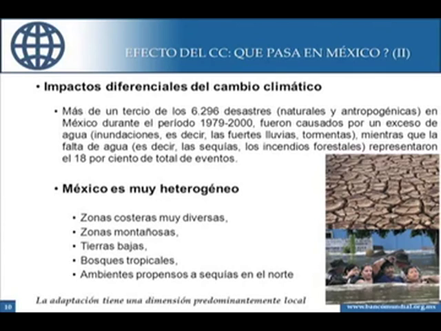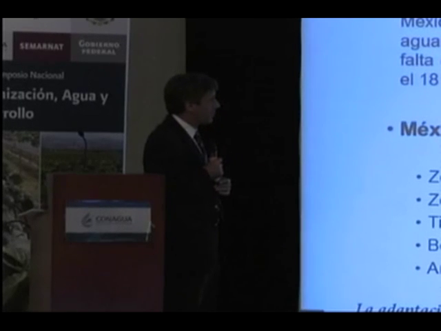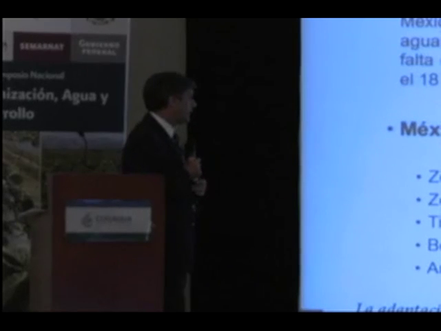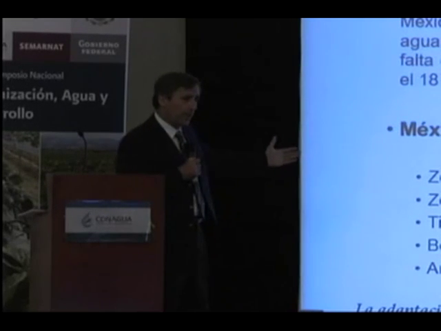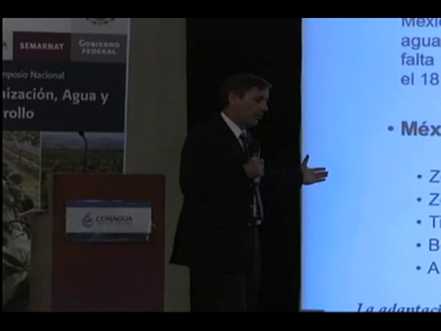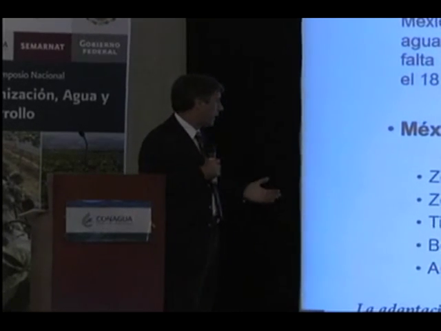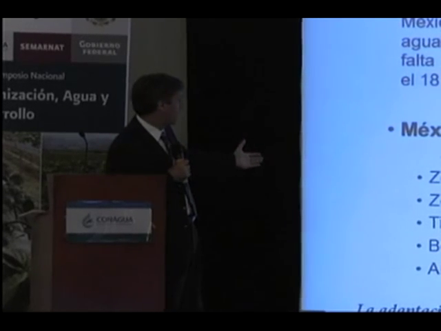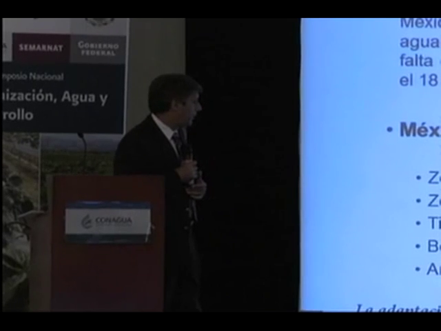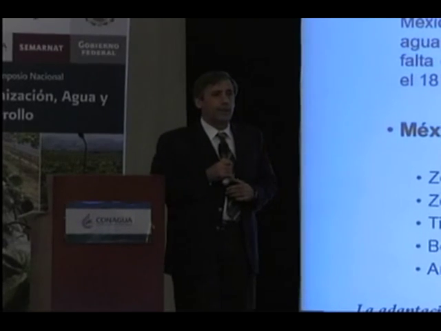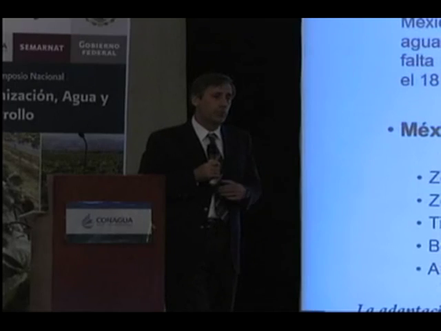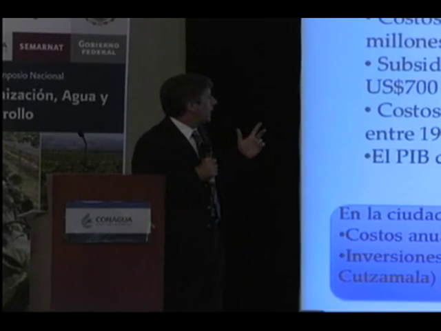A typical event would be floods because of an excess of water, and 18% of the tracked events between 1979 and 2000 are caused by an excess of water. We also have all sorts of scenarios in the coasts, where we have affectations to the mangroves, due to the sea level and frequency of hurricanes. In mountain areas, where we have very diverse zones, we have more frequent floods. And the problem of losing forests is evident.